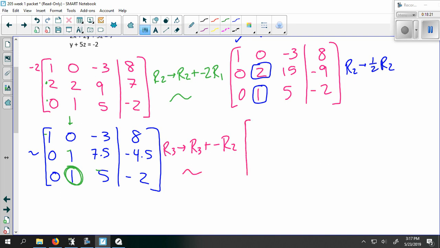And I'm going to get a row equivalent matrix. Everything stays the same except for row 3. So I'm going to copy rows 1 and 2 before I even start doing work here. And then my third row is going to be row 3 plus negative row 2. So 0 plus 0 is 0. Okay. 1 plus -1 is 0. 5 plus -7.5 is -2.5. And -2 minus -4.5, that's -2 plus 4.5, which is 2.5.